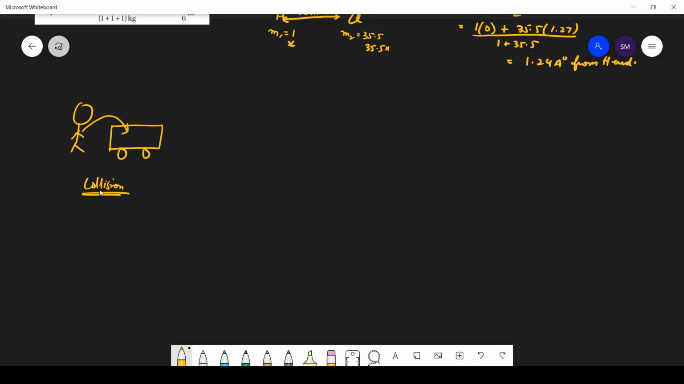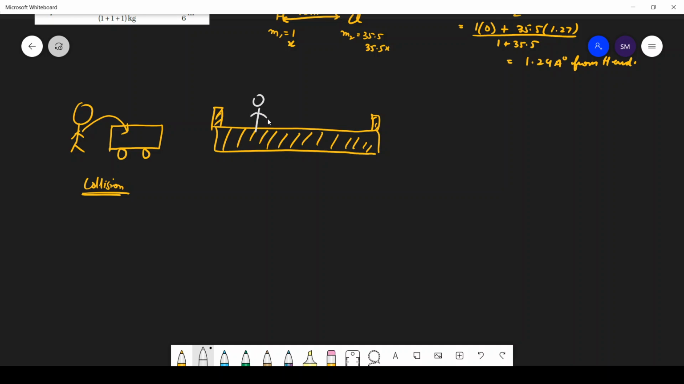And the center of mass will be conserved in that case. Now once he is in the trolley, he is part of the system. The second case is that he is running here and there. Of course, this is the trolley, and the child is running in this trolley.